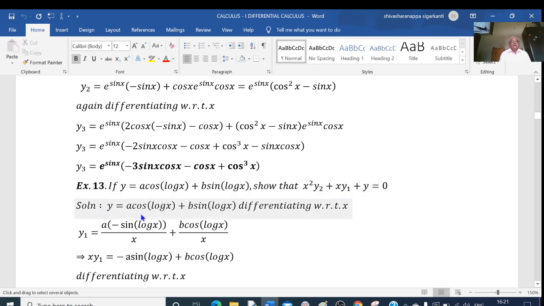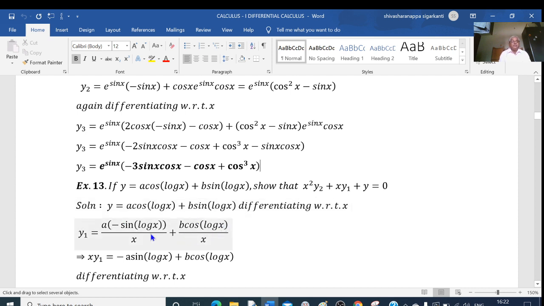Given that y equal to a cos log x plus b sin log x. If I differentiate this with respect to x, then we get y1 equal to a constant as it is, cos derivative is minus sin, that is cos of log x derivative is minus sin of log x into log x derivative is 1 by x, plus b constant as it is, sin derivative is cos, sin log x derivative is cos of log x into log x derivative is 1 by x. So this is my y1.